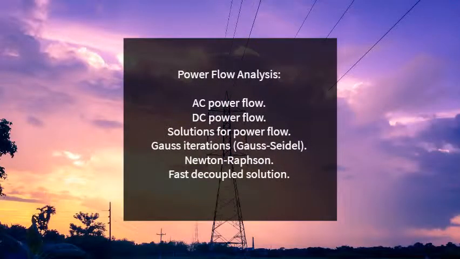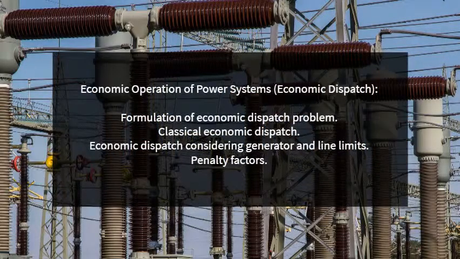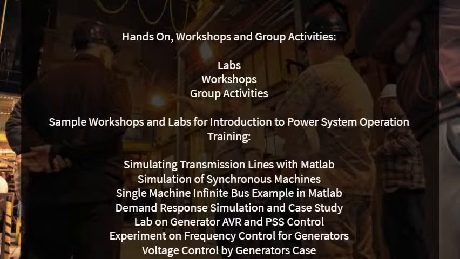Power flow analysis. AC power flow. DC power flow. Solutions for power flow. Gauss iterations, Gauss-Seidel. Newton-Raphson. Fast decoupled solution. Economic operation of power systems, economic dispatch. Formulation of the economic dispatch problem. Classical economic dispatch. Economic dispatch considering generator and line limits. Penalty factors. Hands-on workshops and group activities.